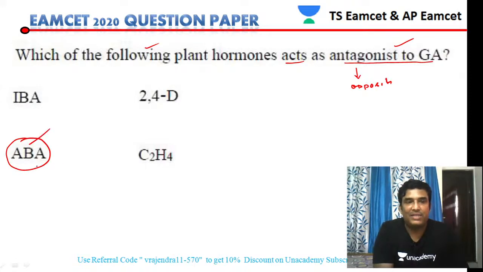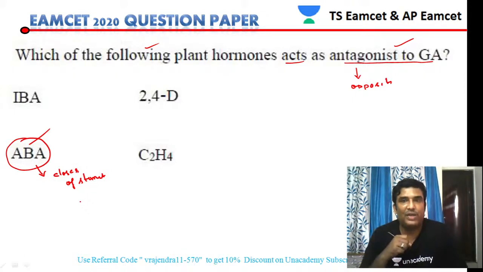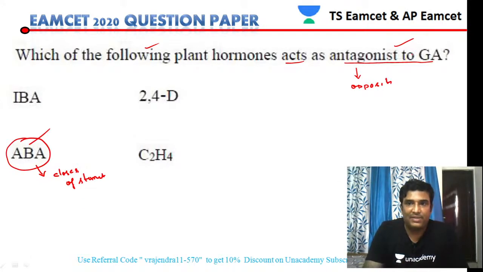Abscisic acid promotes the closure of stomata, it helps in the closure of the stomata, whereas gibberellic acid enhances the opening of stomata. So option 3 will be the answer.